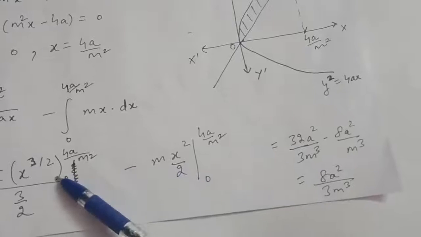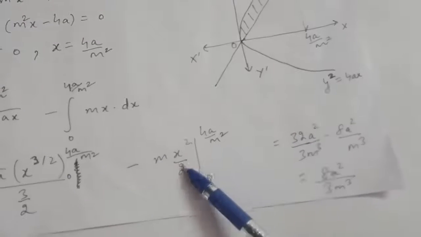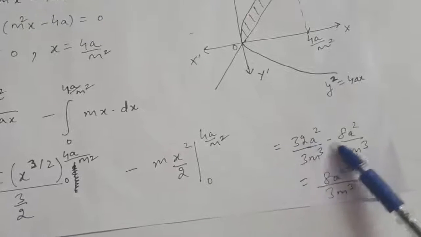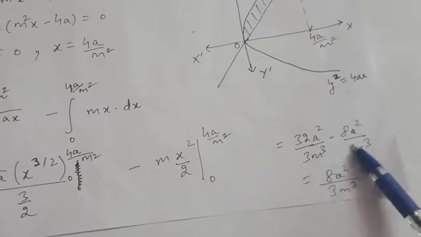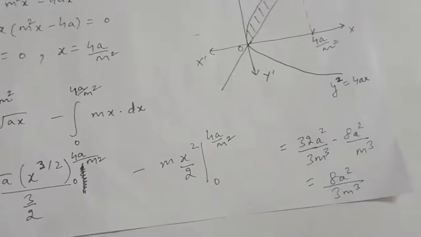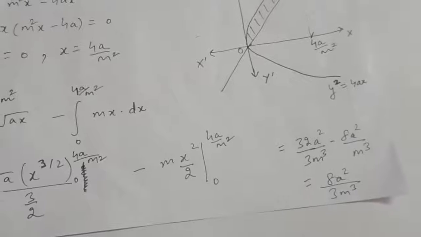Now put the limits in this function also and in this function also, then you will get this, and when you subtract this you will get the answer as 8a square upon 3m cube.